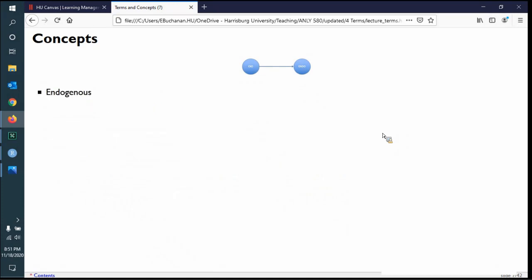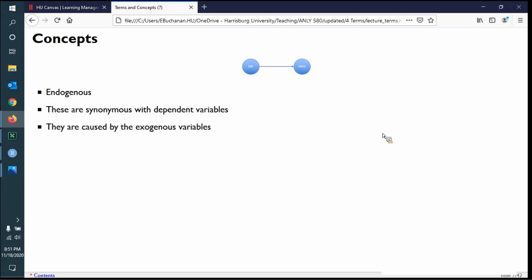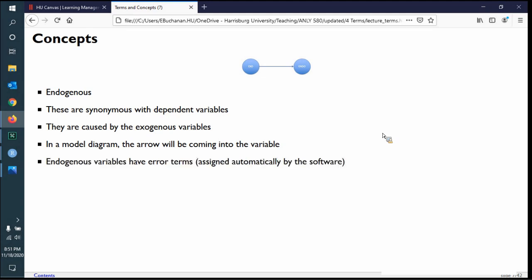Our endogenous variables are synonymous with dependent variables. They're caused by the exogenous variables. Okay, so this is why. And in a model diagram, the arrow is coming into it. So endogenous sounds like it's coming in. Right? And that's how I keep them straight.